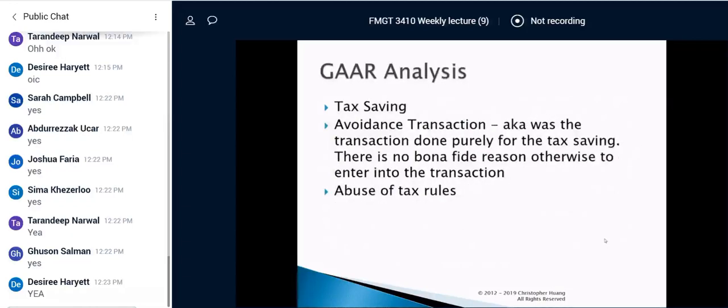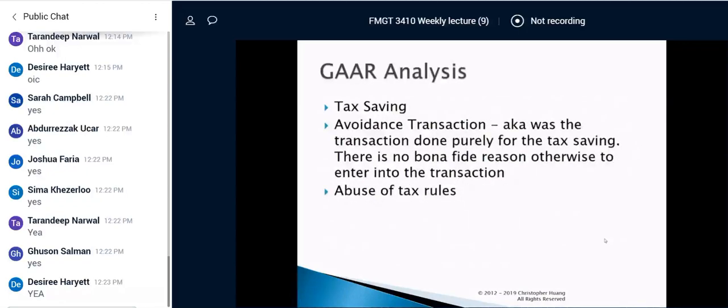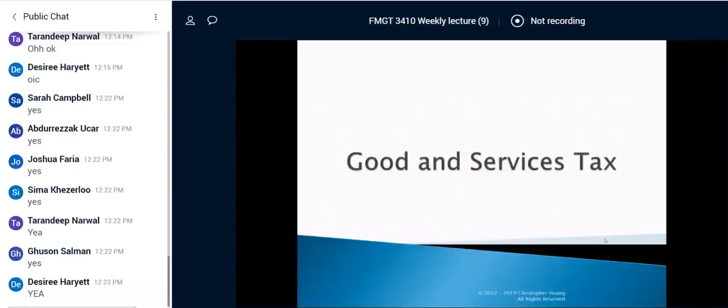But we're not going to go too much into GAAR, but again, these are kind of the criteria. You have to have saved tax. There has to be what they call an avoidance transaction, something you did purely to save on taxes, and there must be abuse. Okay. Last thing I kind of want to talk about is some goods and services tax stuff, GST, PST.